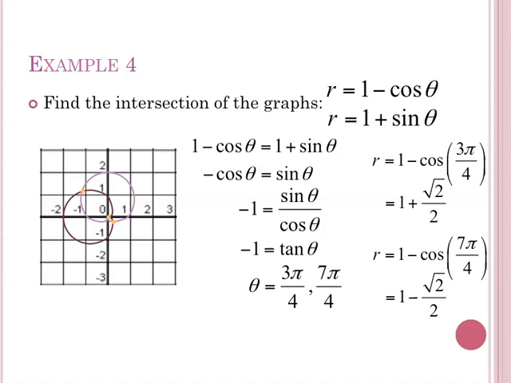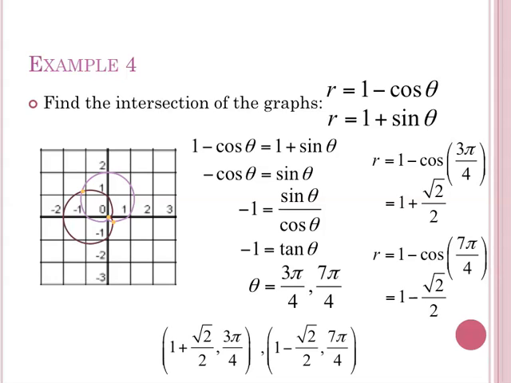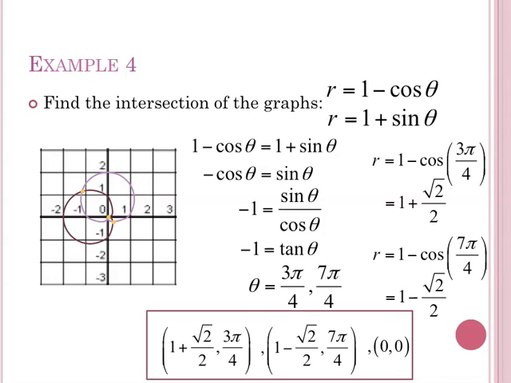So we can write down those points. We have 1 plus root 2 over 2, comma, 3 pi over 4, and we have 1 minus root 2 over 2, comma, 7 pi over 4. Now remember, when we first drew these and looked at the intersection points, we said there were 3. That third one that we don't have written down is the one right at the origin, so that is our third intersection point at 0, 0. And those are all 3 intersection points for this last example.